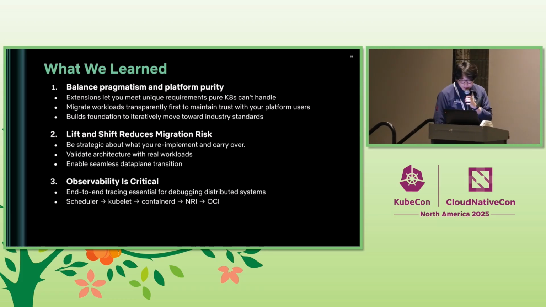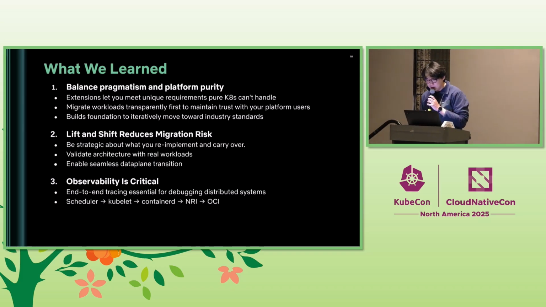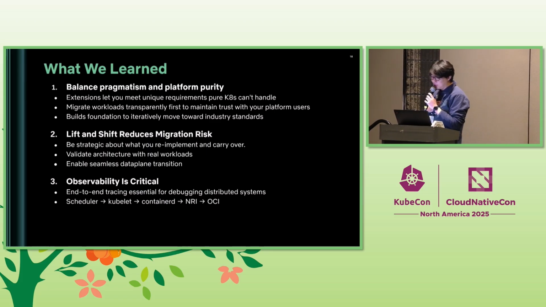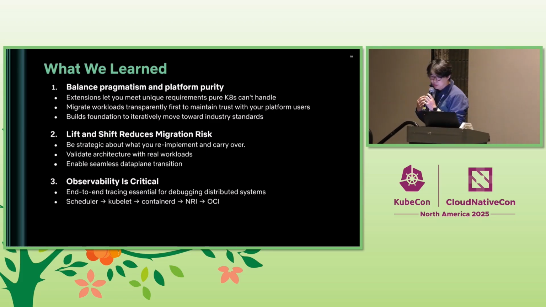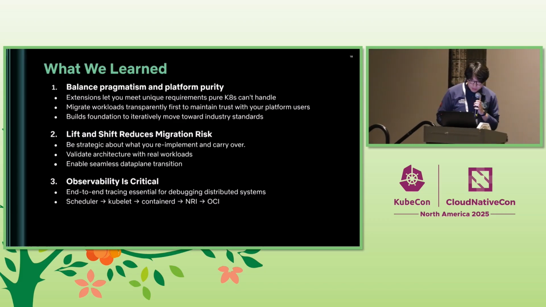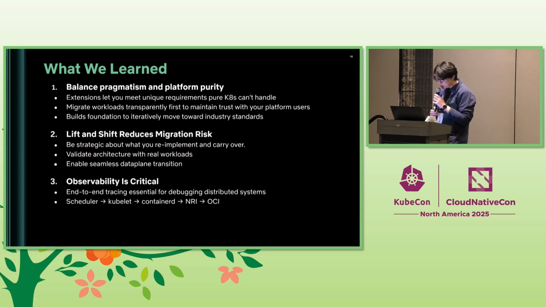By reducing existing code to extension points before rewriting, we could validate the architecture with real production workloads. This gives us confidence that the new data plane worked correctly before we actually decide to make iterative improvements. It has enabled a seamless transition that users did not even notice.